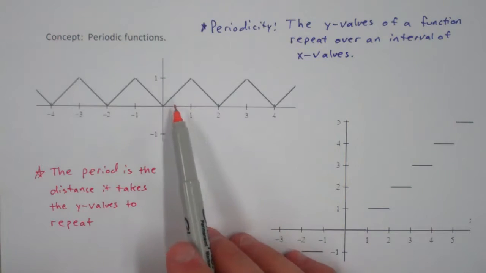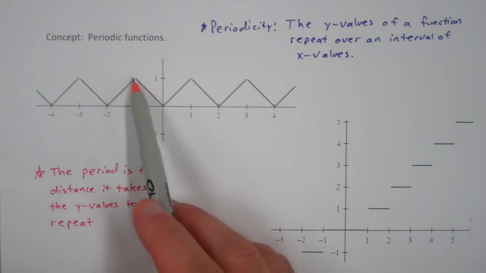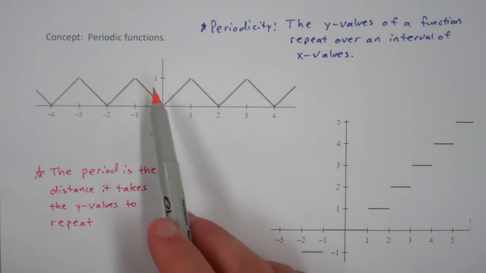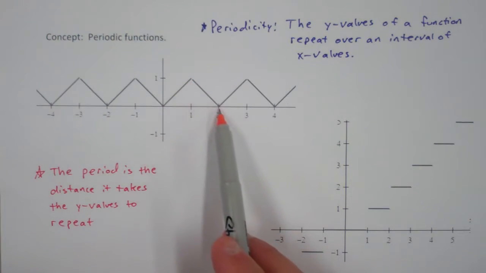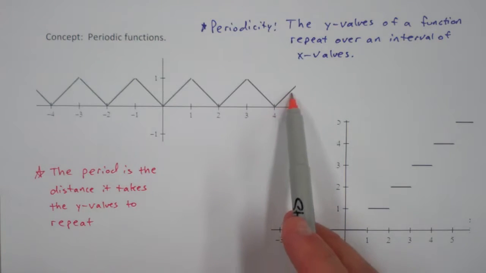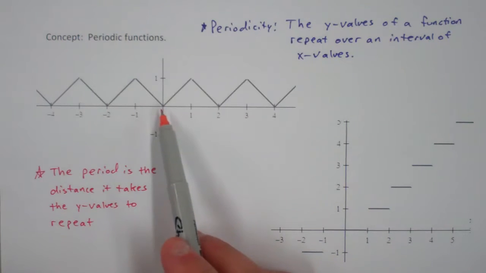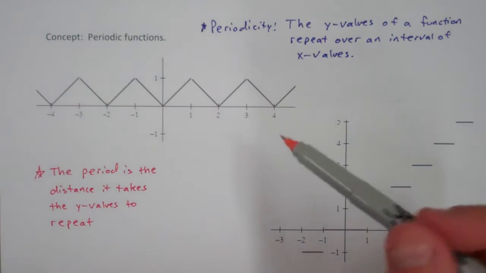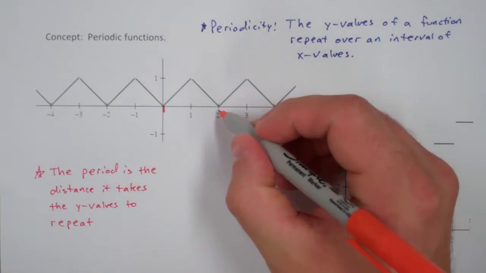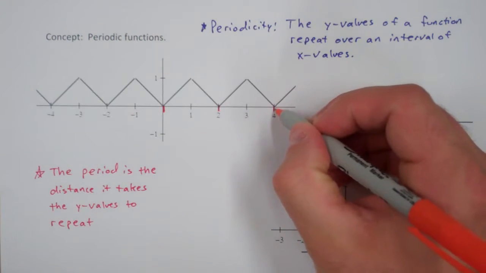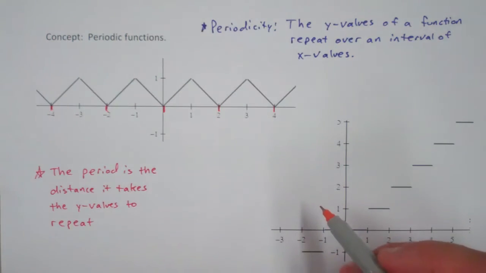Let's take a look at this first example right here. It appears that the y values repeat. Here we have 0 for a y value. Here we have 1, back to 0, back to 1, back to 0, back to 1 for y values. The given interval, or at least the interval over which those values repeat, appears to be from 0 to 2 and 2 to 4, or negative 2 to 0, or negative 4 to negative 2.